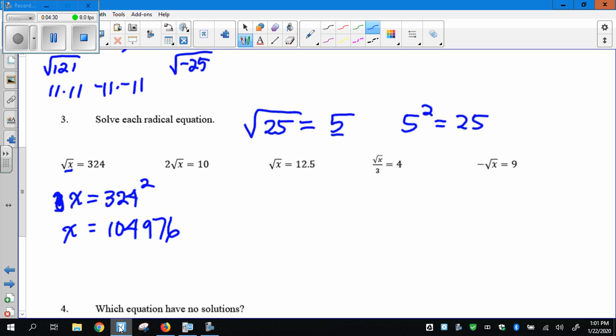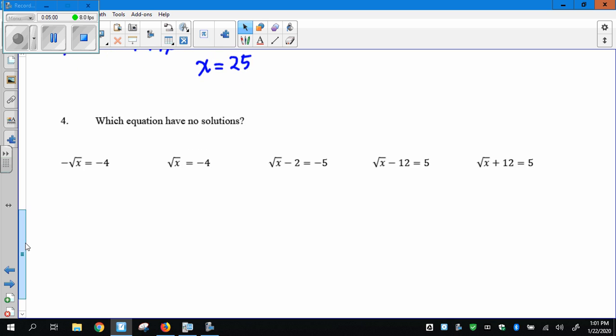Okay, so in the second problem, I have to figure out 2 times the square root of x equals 10. So to get 10, this square root has to equal 5, right? The square root of x has to equal 5. For the square root of x to equal 5, I need to do 5 squared to get that, so x equals 25. All right?